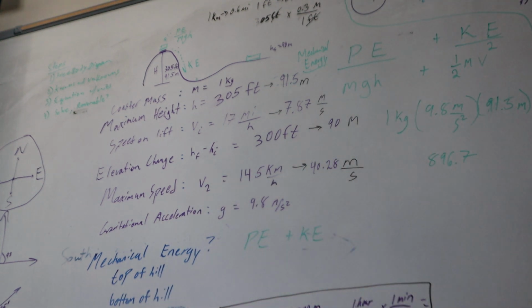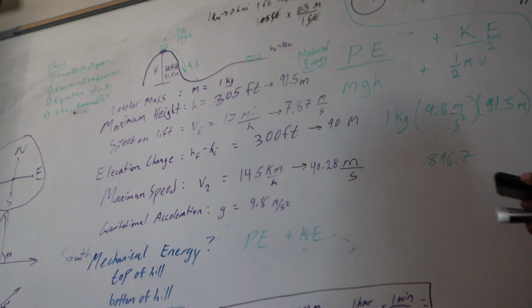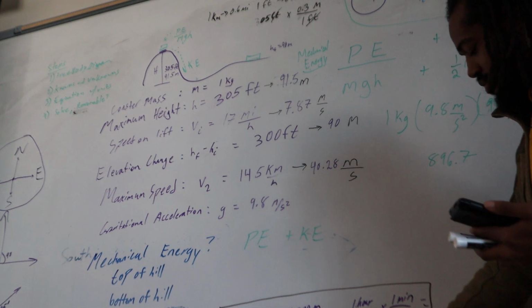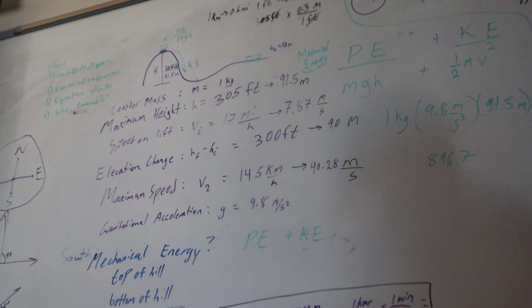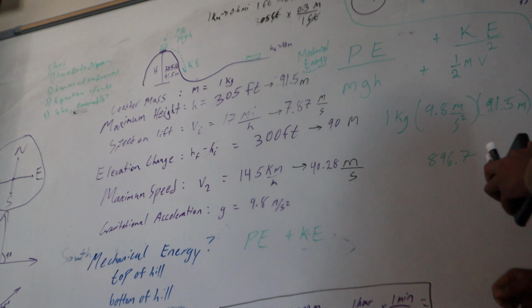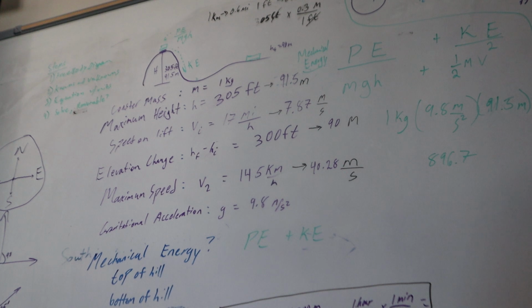So a kg meter squared over second squared is actually a joule. This is another unit, but it is part of the SI. It is the SI unit.